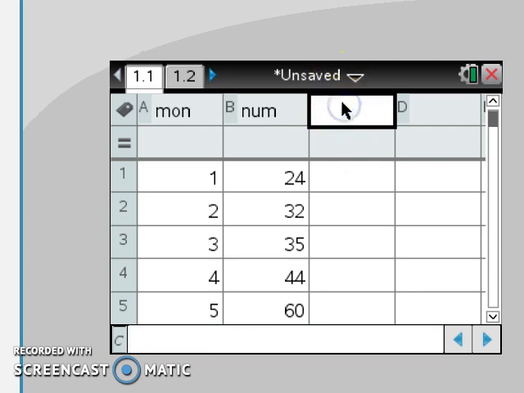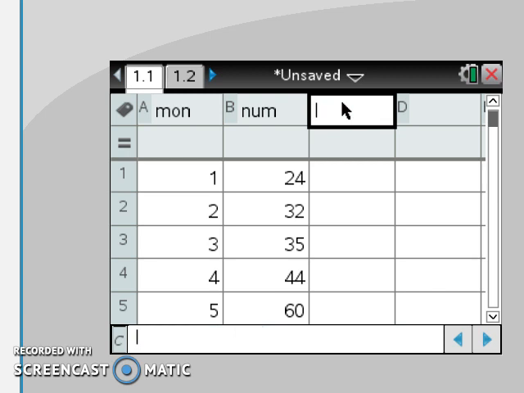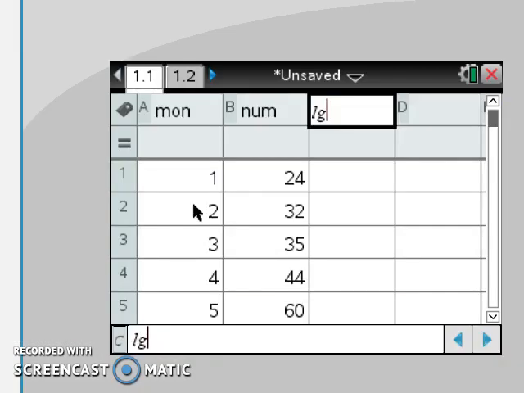Call this LG or something. If you type log, it changes it to a function, which we don't want, so call it LG for log. And then what was I doing that to? It was to the y values, which was the number, so log of number.